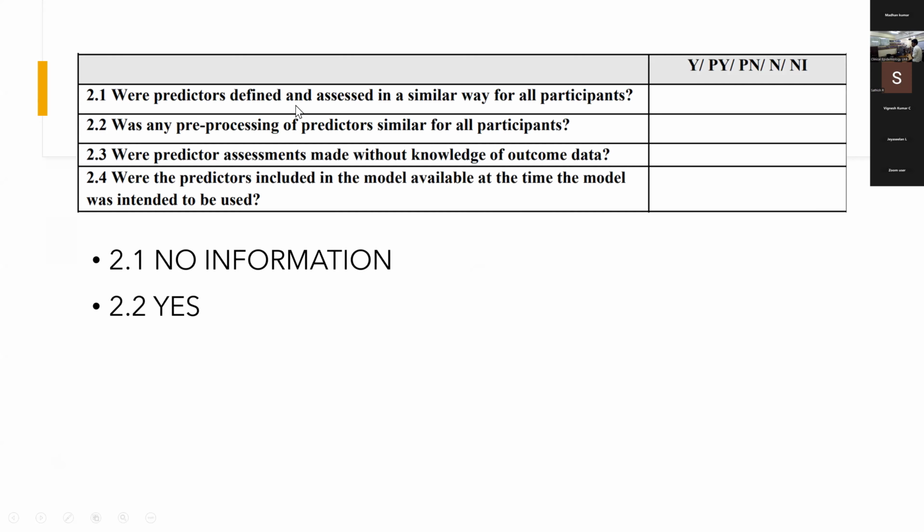So for the first question, were predictors defined and assessed in a similar way in all participants? I have given a no information. And for the second question, was any pre-processing of predictors similar for all participants? Here they did not discriminate participants as to whether they had or did not have an outcome. So I have given a yes to this question.